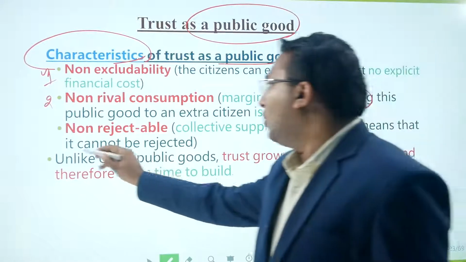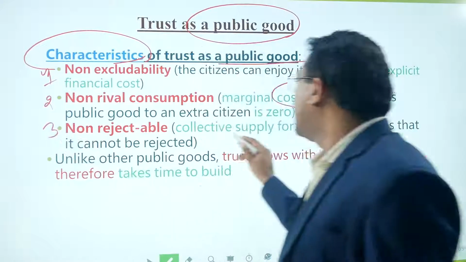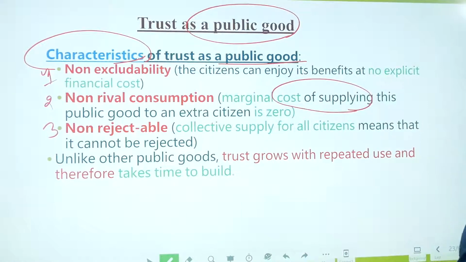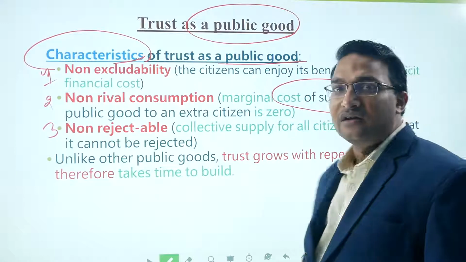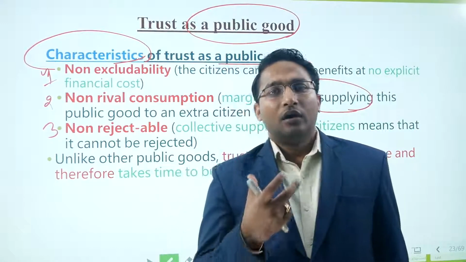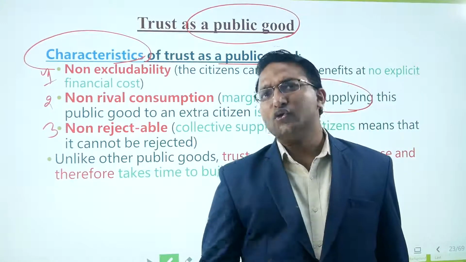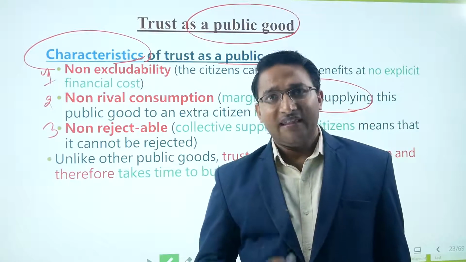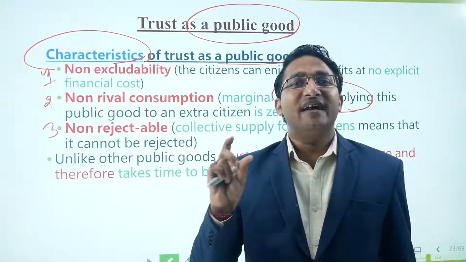Third, non-rejectable. Collective supply for all citizens means that it cannot be rejected. So when everyone is using the trust, then it cannot be rejected by anyone.